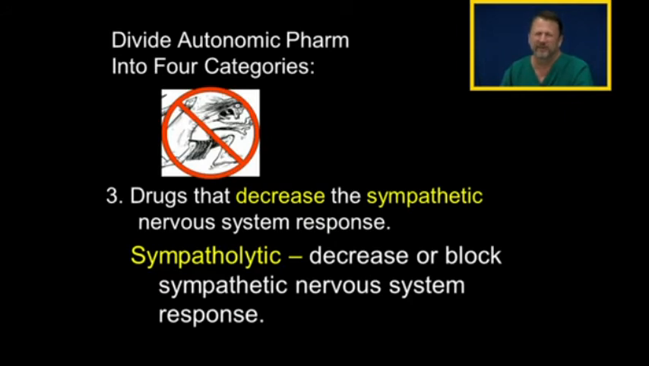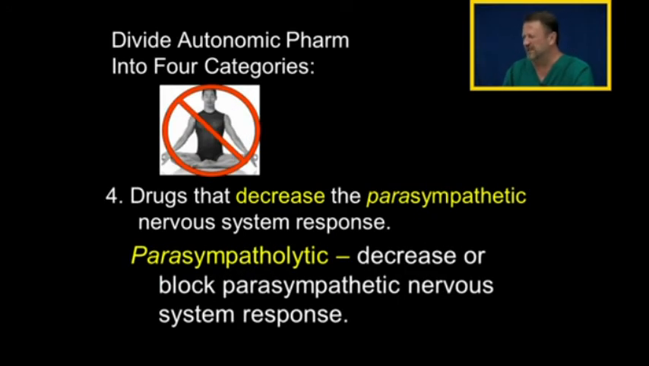Drugs that decrease the sympathetic nervous system response will be called sympatholytics. And we'll talk about the sympatholytics when we talk about antihypertensive agents next time when we talk about high blood pressure. Drugs that decrease the parasympathetic nervous system response will also be referred to as parasympatholytic. We'll call these anticholinergic drugs because the parasympathetic nervous system uses acetylcholine. Anything that blocks that system will be called anticholinergic or parasympatholytic. Lots of names that all mean exactly the same thing.